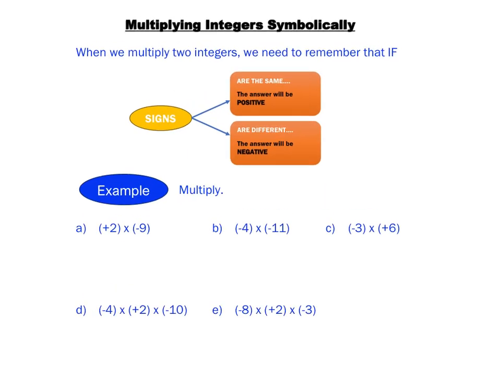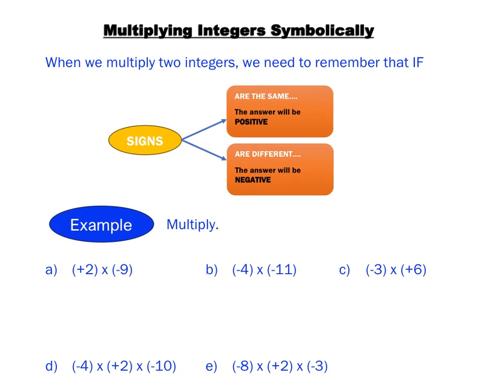In today's lesson, we are going to multiply integers symbolically. Okay, so really what we need to remember is, and I'm going to specify when we're multiplying two integers, if the signs are the same, the answer is positive. If the signs are different, the answer is negative. And that's the big takeaway.